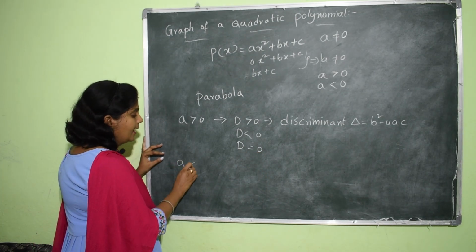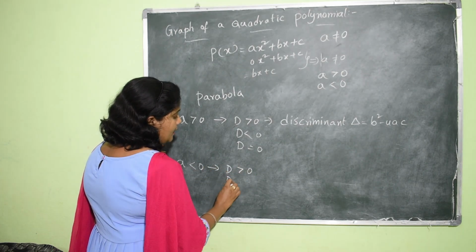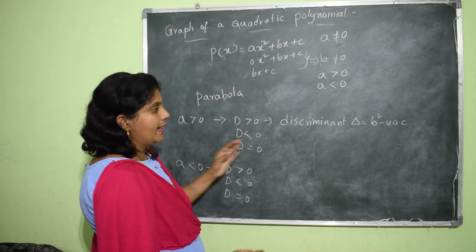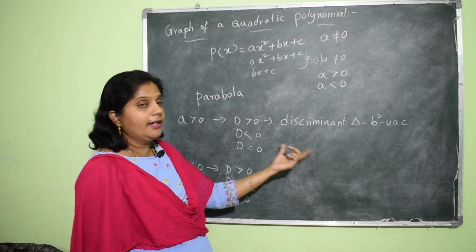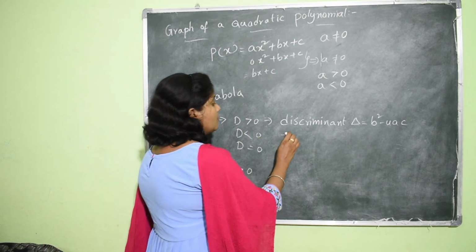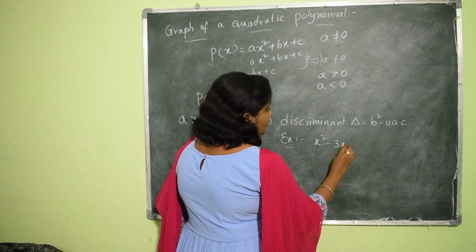So again for a less than 0 also there are three conditions, that is d greater than 0, d less than 0 and d equal to 0. Let's take one example to verify how we can take d greater than 0, less than 0 or equal to 0. So the example is x square minus 3x minus 4.